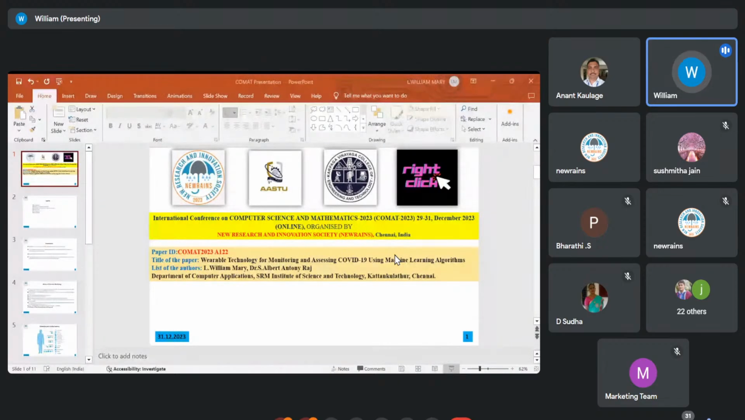Myself, William Mary, and my guide is Dr. S. Albert Anthony Raj. We are from SRM Institute of Science and Technology, Katangulathur, Department of Computer Science and Applications. The title of the paper which we are going to present now is Wearable Technology for Monitoring and Assessing COVID-19 Using Machine Learning Algorithm. It is a survey paper. It does not contain any results. So these are the agenda points which we are going to discuss in this presentation: introduction, history of wearable technology, wearables designed for on-body positioning, methodology and various architecture, and finally conclusion.